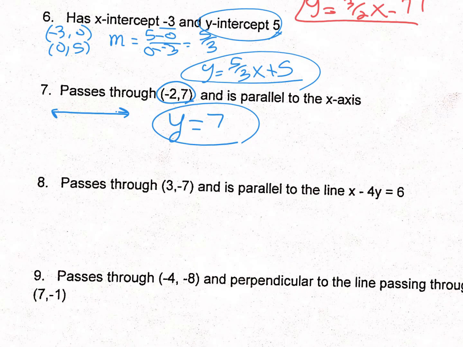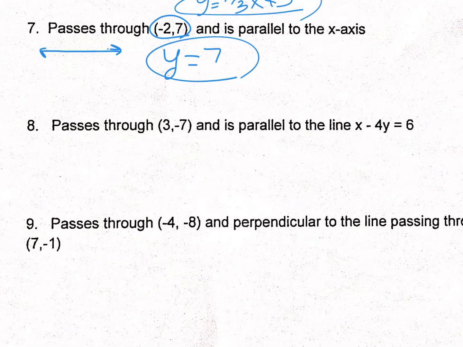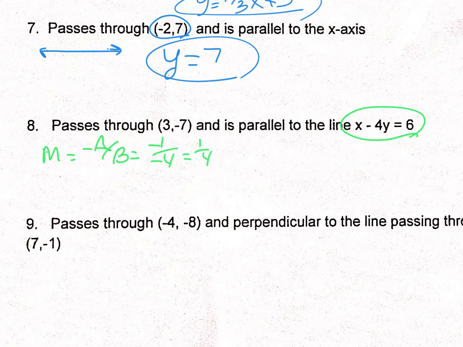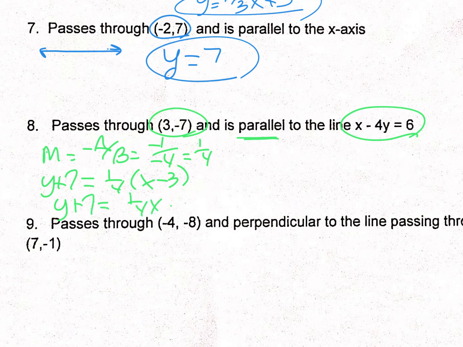Okay, no big deal. Number 8 passes through 3, -7, and it's parallel to this line. Now, the slope of that line, you could go through all the trouble to find the slope-intercept form and get the slope. However, the slope of a line in standard form is -a over b. So the slope of that line is -1 over -4, which is 1/4. So there's my slope. And because it's parallel, I'm going to use the same slope. And there's my point. So I'm going to say y plus 7, because it was -7, equals 1/4 times x minus 3. I'm going to distribute the 1/4, which will give me 1/4 x minus 3/4.